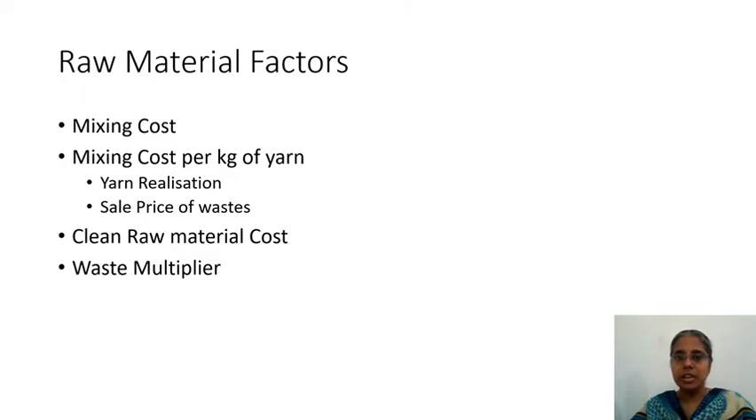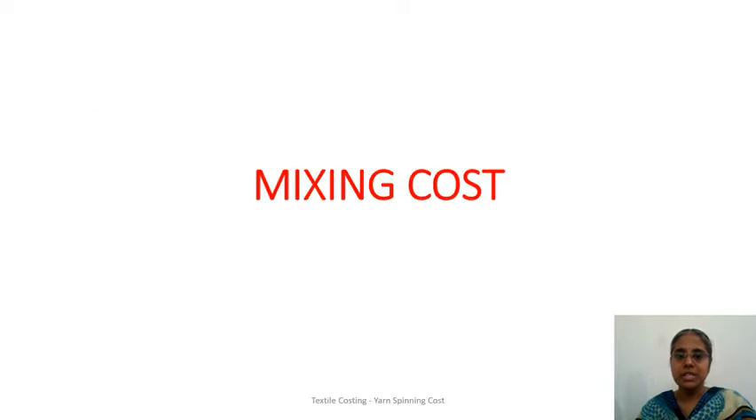So after calculating the cotton price, then you use at least two varieties of cotton for spinning any particular count. So the mixing cost has to be calculated, and then mixing cost per kg of yarn can be calculated from yarn realization and selling price of the various ways. And then the clean raw material costs are calculated, and waste multiplier is also known from the yarn realization. So we'll look into each term. So first let us look into the mixing cost.